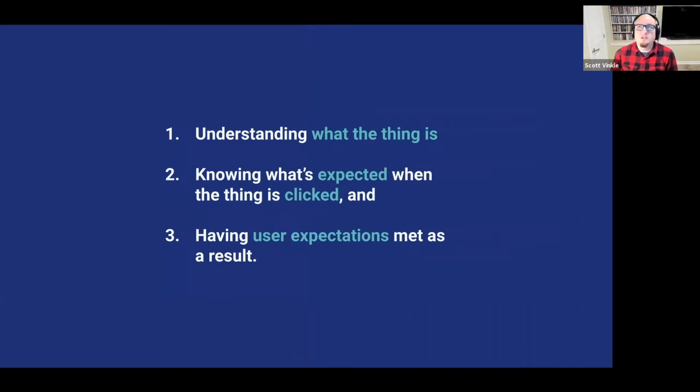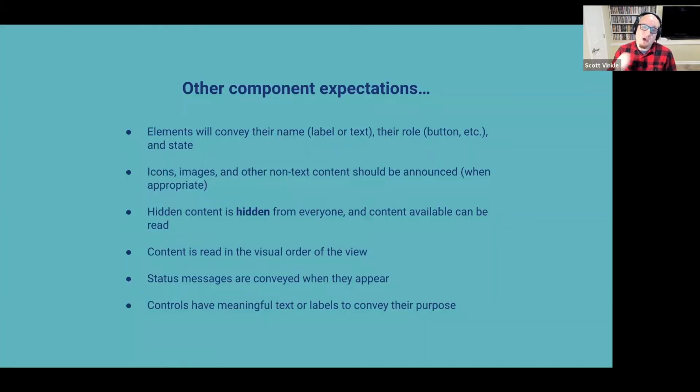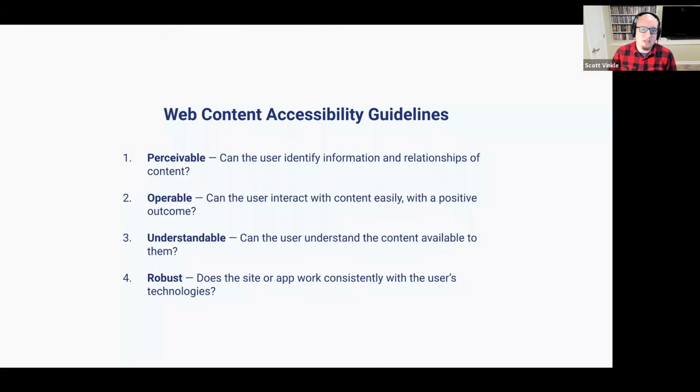So the point is, if all of these three conditions are met: one, understanding what the thing is; two, knowing what's expected when the thing is clicked; and three, having user expectations met as a result, if all of these were answered in the affirmative, it's a pretty good indicator that the thing is accessible. So at a high level, here's a big list of other things and their expected results. I think due to time, I'm going to skip this one, but you have the notes there, and we can come back to that.